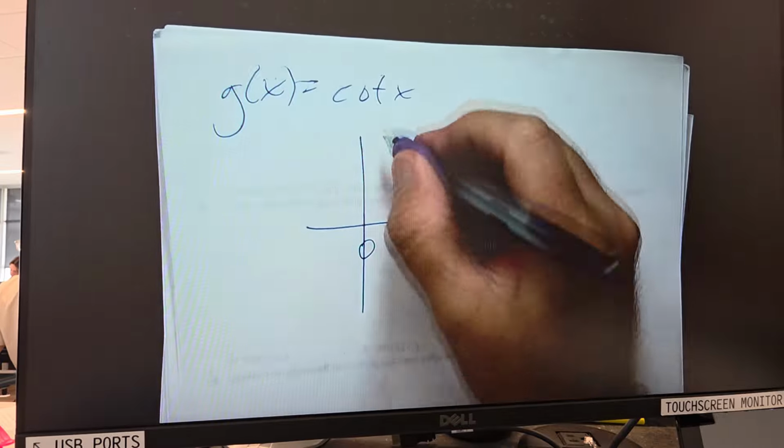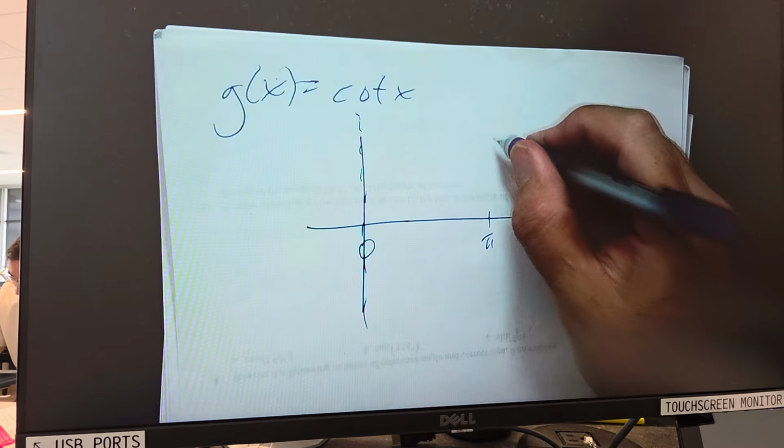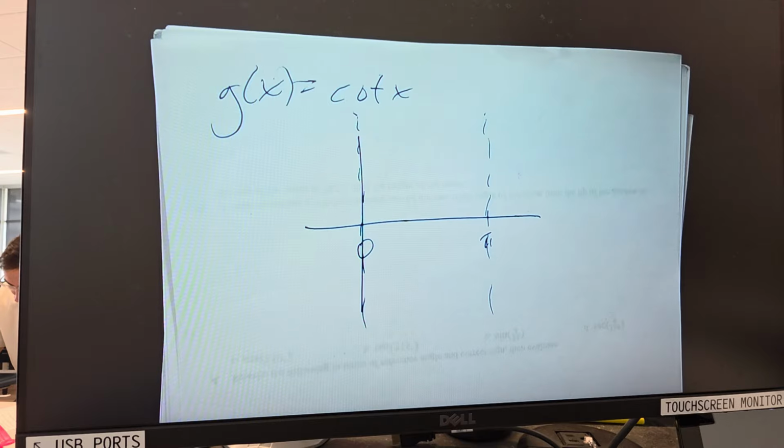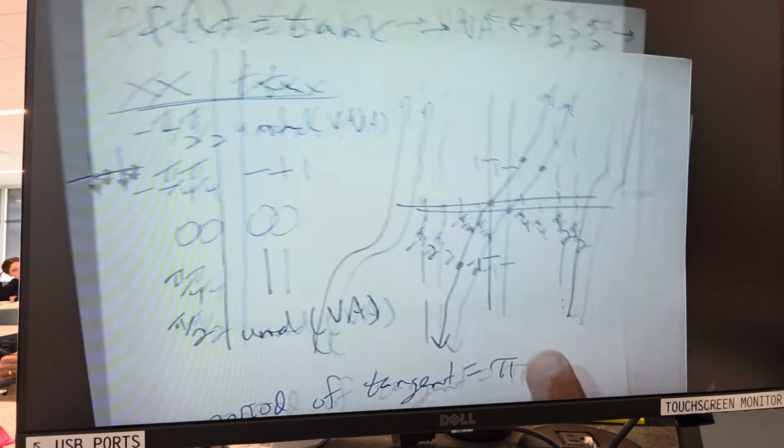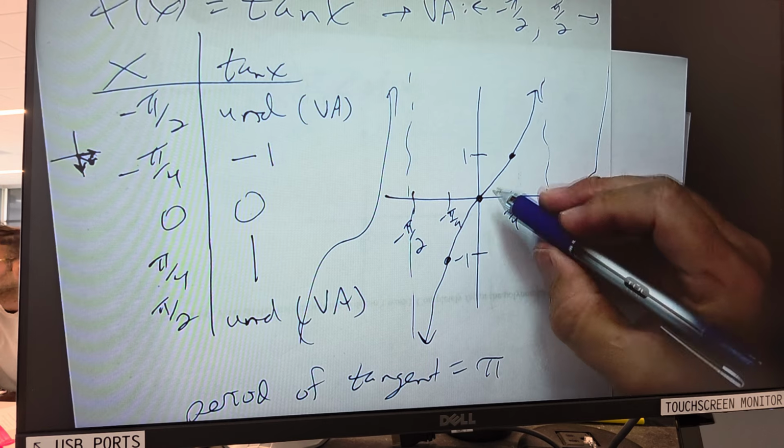But we choose this to be our main one, 0 to pi. Nope, that's it. Because we're only going to graph one image. Now, I will tell you this. Cotangent is going to look a lot like tangent. In fact, here, maybe I should have done this. Come back to this for a second. Let's kind of figure out.